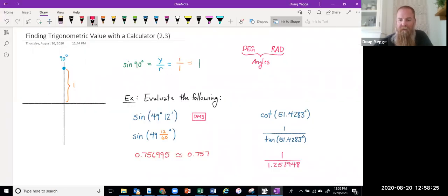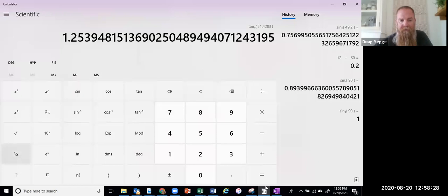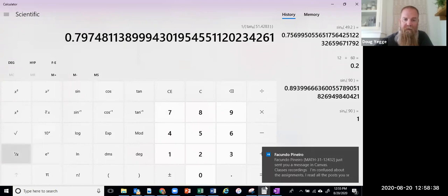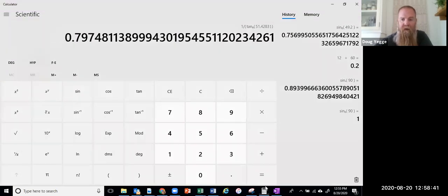There's an easier way to do that though. If you click on your calculator, there's actually a button that looks like 1 over x. What that'll do is take whatever answer is showing on your screen, and if you click 1 over x, that's going to give you the reciprocal of that value. So now I can see that it says 1 over tangent of 51.4233, and that's how we can calculate cotangent.